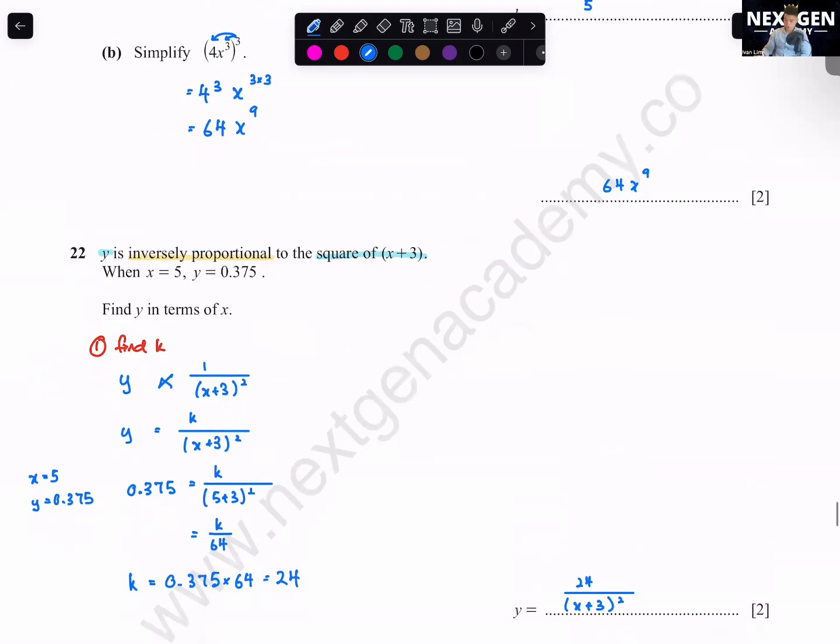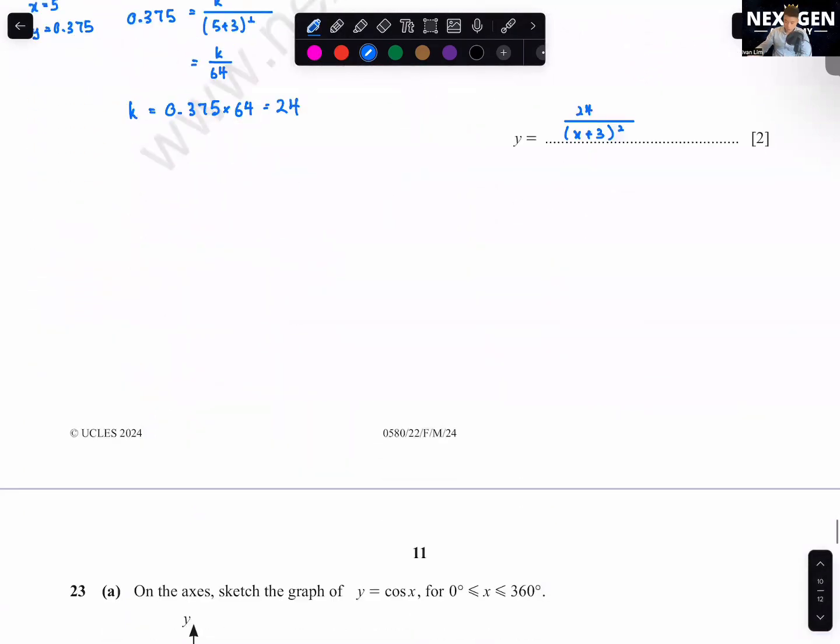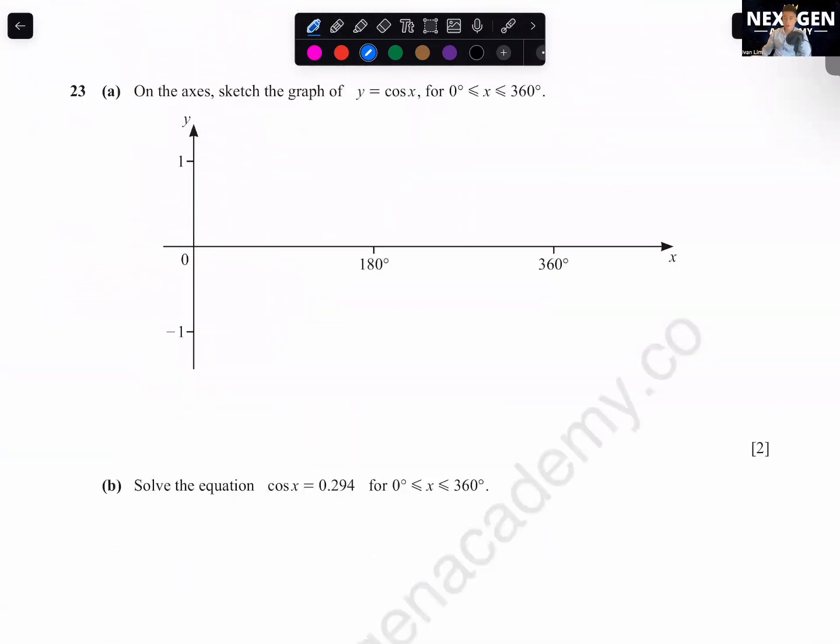A few more questions. Question 23. What you all need to know, please know your three trigo graphs: sine, cos, tangent. Just the basic one will do. 3 marks for you all, okay? Normally they will come out like one question like that, asking you to sketch it out. This is a 2-mark question.